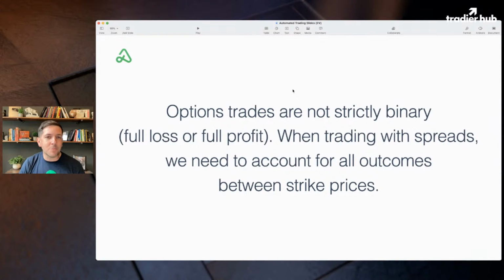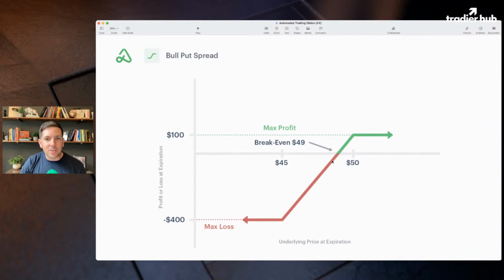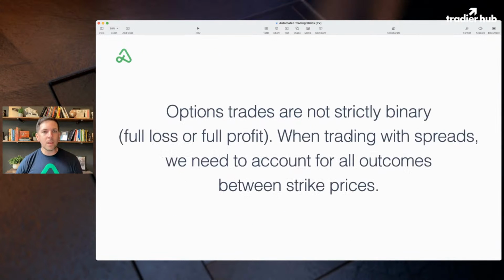Now, option trades are not strictly binary, full loss or full profit trades. In this case here, you can see there's something in between. There's a difference between the 50 strike and the 45 strike. There's a sloping P&L line here. So in our last example, just to help build on the example that we had before in the betting game, we used a binary approach, which was max loss, max win. But that's not how options really work. In the real world, option trades are not strictly binary. They're not full loss or full profit all the time.